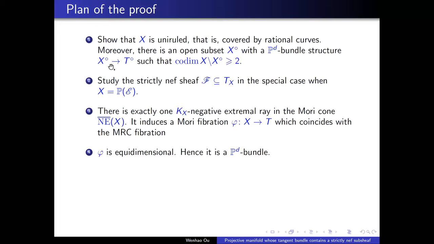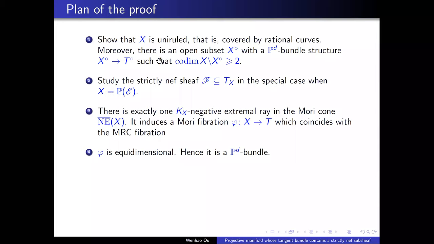Then compactify this family. But if we do the compactification, the compactification will not equal X in general. But still, the second step will provide us enough information to study the compactification. And by looking at the compactification, we can prove this K_X negative extremal rays problem. So we can study the rational curves in K_X. Okay, thanks. So you will see how we proceed in the following.